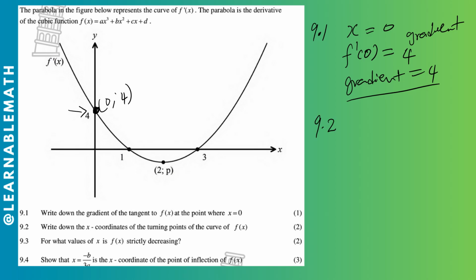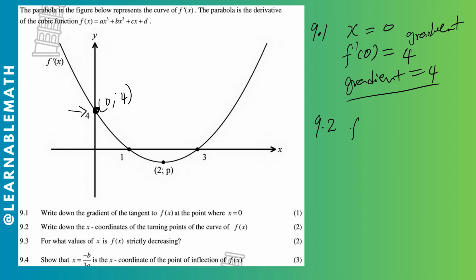9.2 is saying, write down the x coordinates of the turning points of the curve of f of x. Okay, what are the x coordinates? What are the x values of the turning point of the curve f of x? You have drawn the first derivative, but they want the x values of the turning point of that cubic function using your first derivative. What do we know?